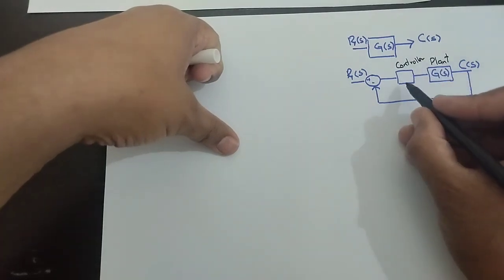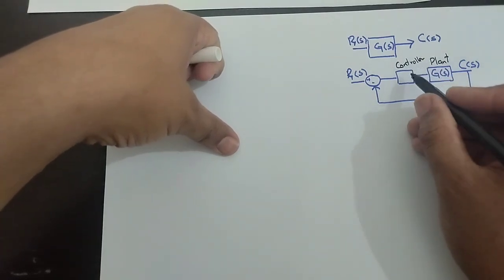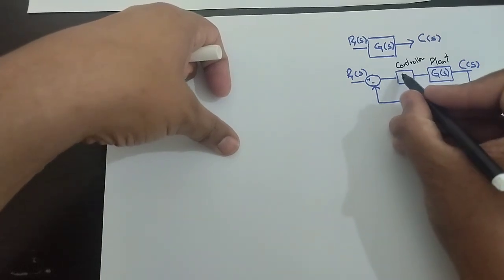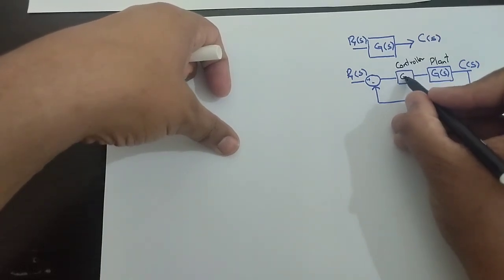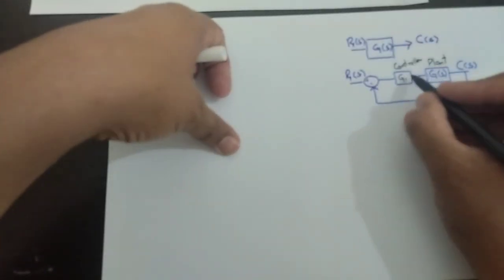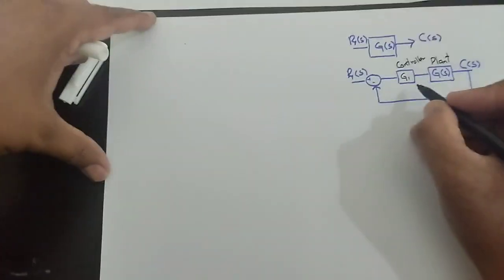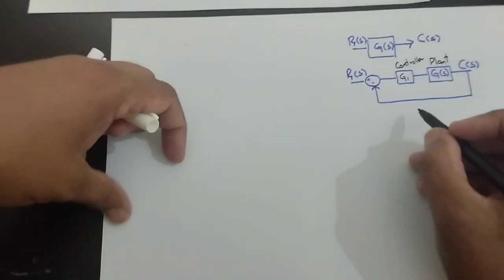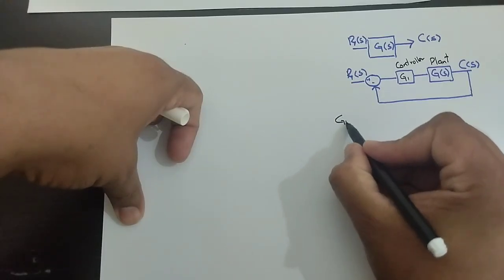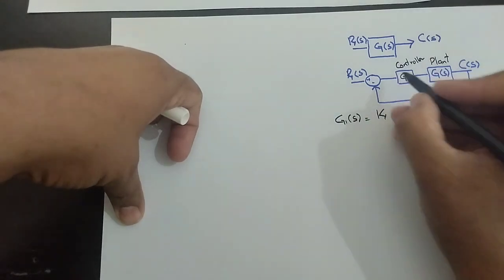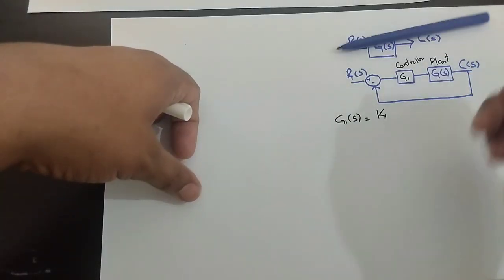So we will define different types of controller here to illustrate this topic. Let's assume that we have a transfer function for the controller. We call it G1, which at this moment I'm not taking as a function of S. In the later part we'll discuss why we did that. So considering G1 as a first case, it is equal to K.